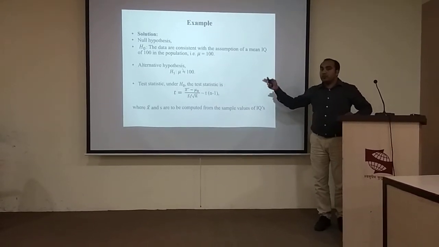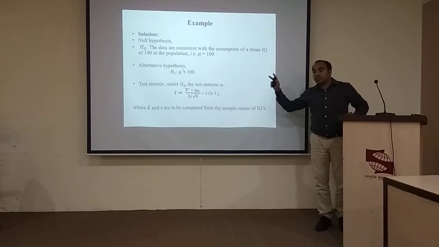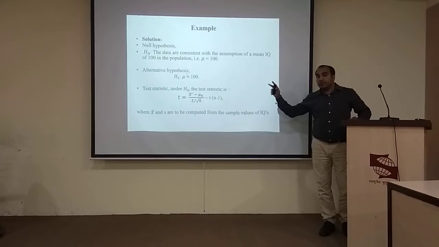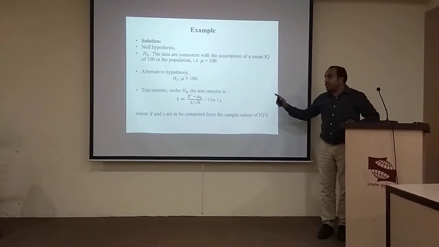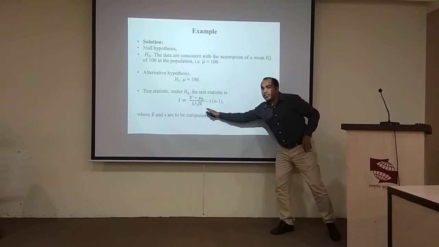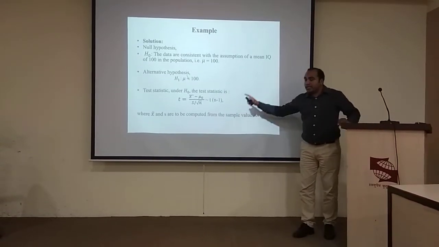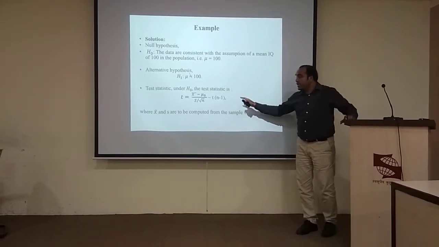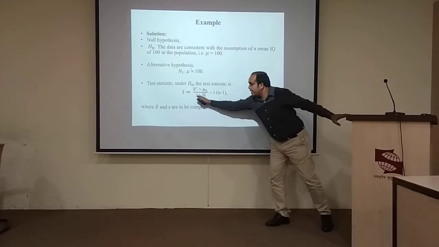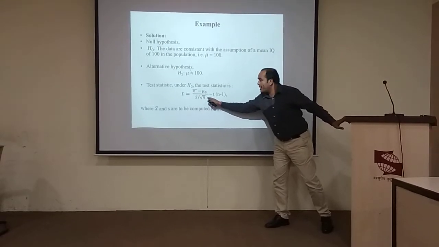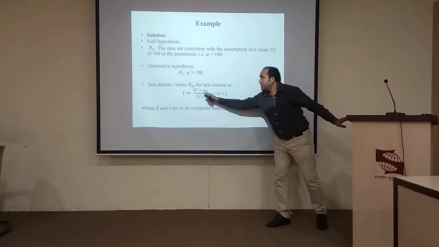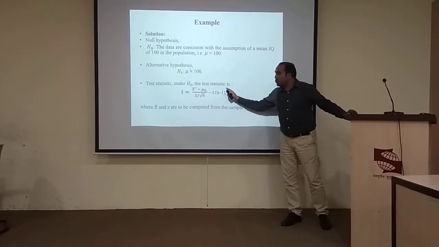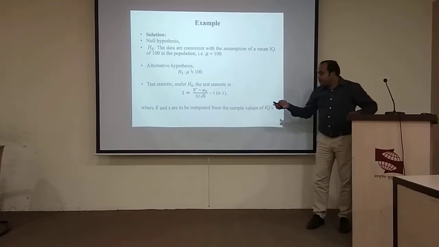The alternative hypothesis is mu does not equal 100, which means there are two tails. This is a two-tail test. There are two options: it may be greater than 100 or it may be less than 100. As we know, the t statistic is t equals x bar minus mu divided by s divided by root n. Here s is the standard deviation, n is the number of samples, x bar is the sample mean, and mu0 is the population mean. Here n minus 1 is the degree of freedom.